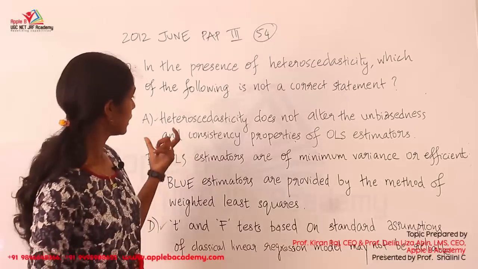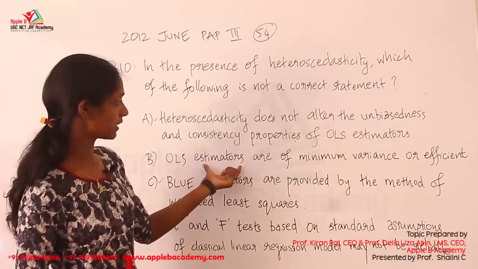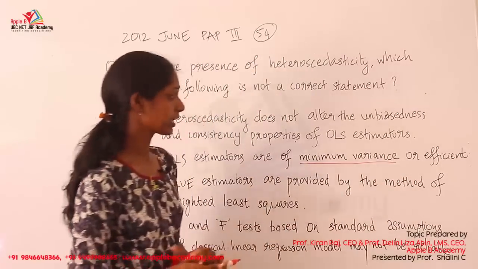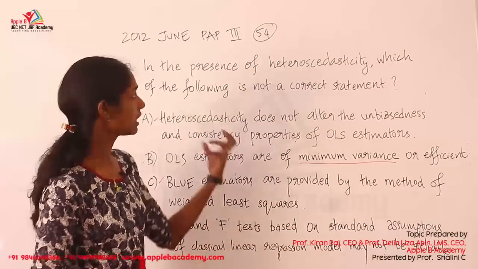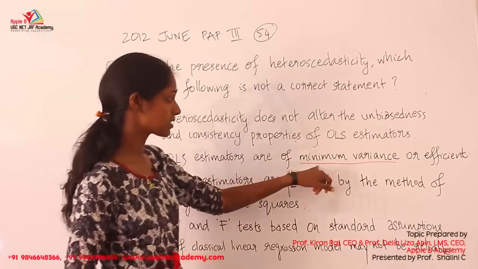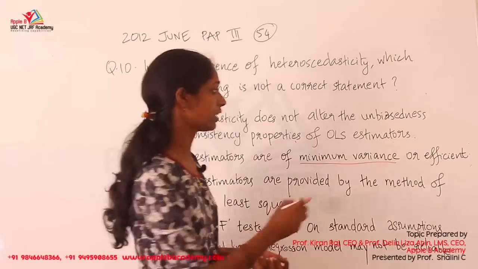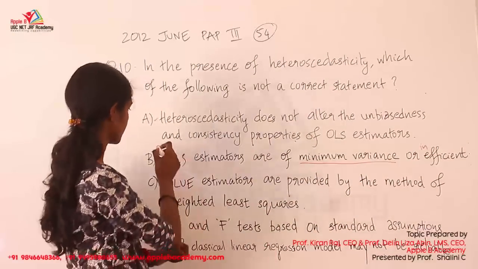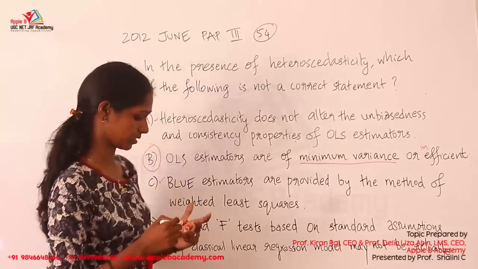The only wrong statement here is that OLS estimators are of minimum variance, because this is the normal BLUE condition if there is homoscedasticity. If there is heteroscedasticity, the variance will not be minimum, it will be inefficient. So this particular statement is false. So option B would be the right answer.